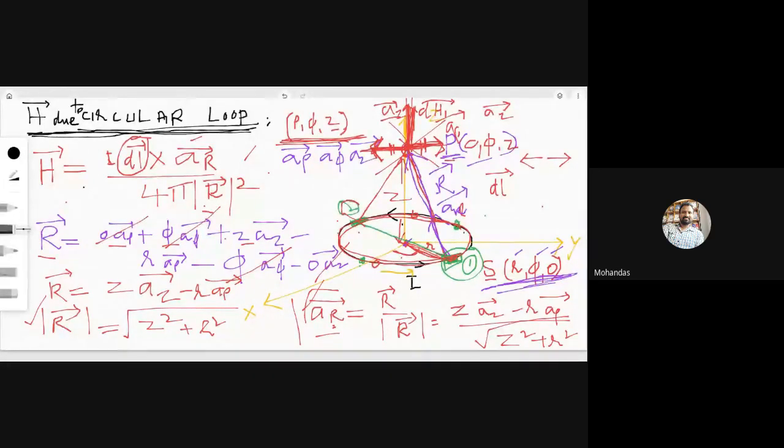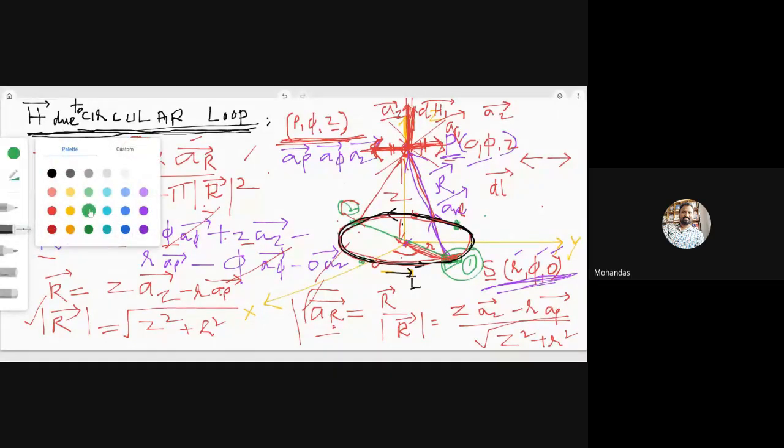And so this is the circular loop we took, and it is placed here. This is the circular loop we took, and it is carrying a current of I. It is placed in the Z equal to 0 plane.